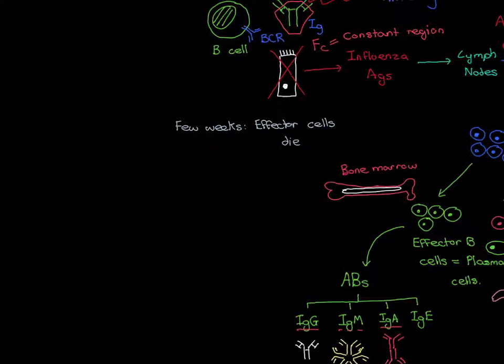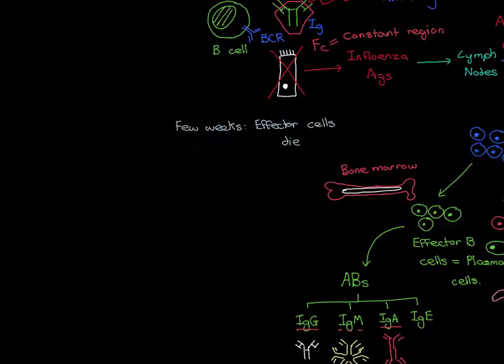Now, this is what I've been talking about all along, the motivation for why we need the memory cells, why we needed the memory CD4 positive T cells, the memory CD8 positive T cells, and the memory B cells. Because if we didn't have those, the effector cells are just going to die and then we'd lose the entire clone that was actually useful to us. The memory cells live on. They will live for years and years, if not your entire lifetime. But in a few weeks, the effector cells will die.